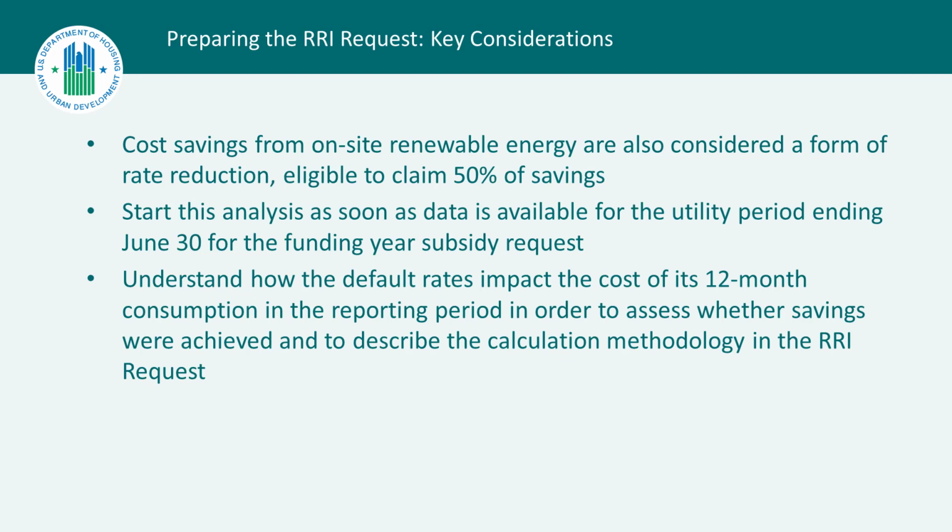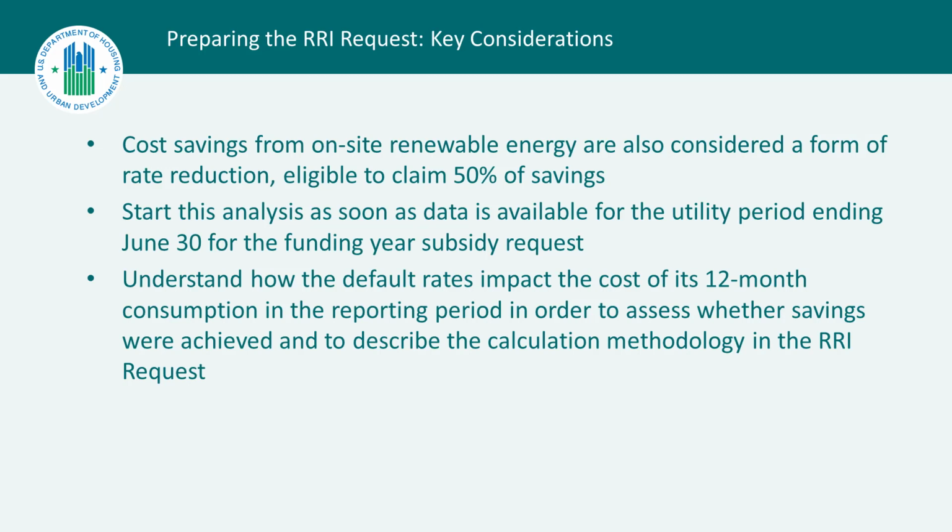Cost savings from on-site renewable energy are considered by PIH Notice 2019-24 as a type of rate reduction. This allows agencies to request utility rate reductions from solar. An example calculation is provided in PIH 2019-24 Appendix Roman numeral 1.